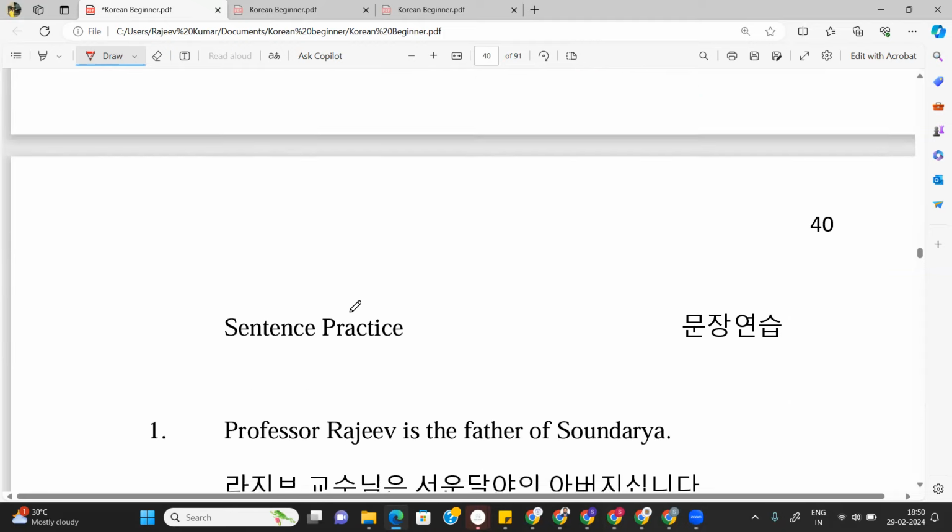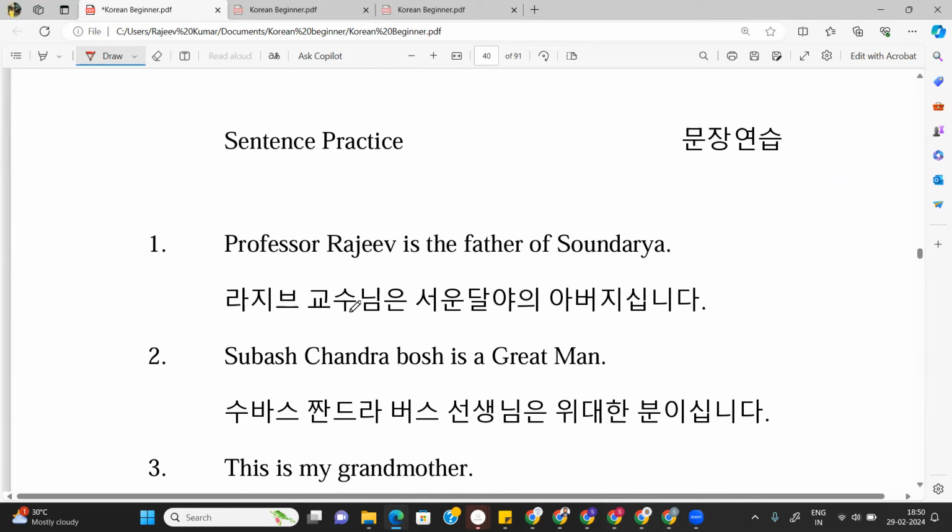Okay. Read this. You will learn better with this. So it's Munjang Yeonseup, sentence practice. First sentence, read. Professor Rajiv is the father of Soundarya. Now read the Korean.